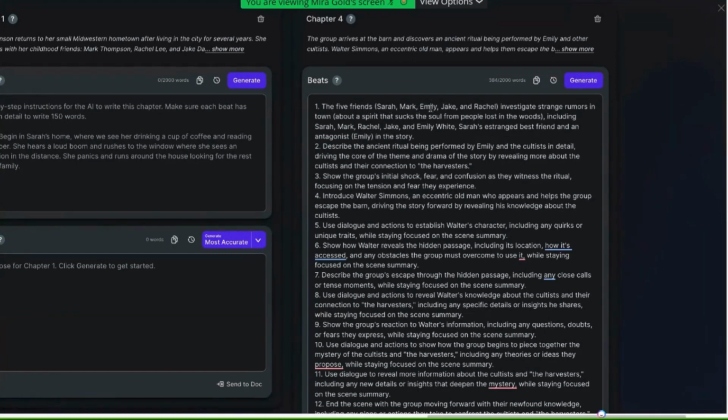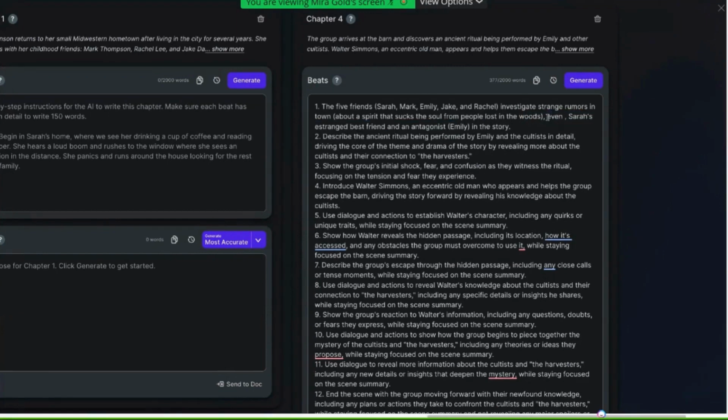So the 5 friends, Sarah, Mark, Emily, Jake, and Rachel, investigate strange rumors in the town about a spirit that sucks the soul from people lost in the woods. And then we're going to say, even Emily, and I can remove Emily from here. Even Emily, Sarah's estranged best friend and the antagonist, Emily, in the story.